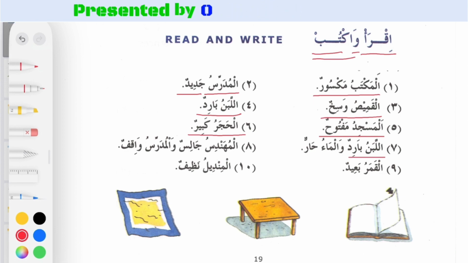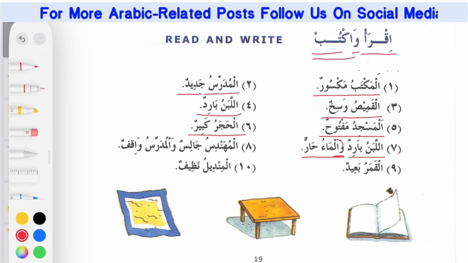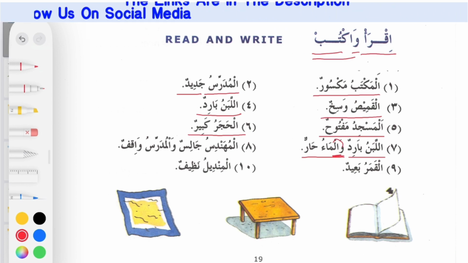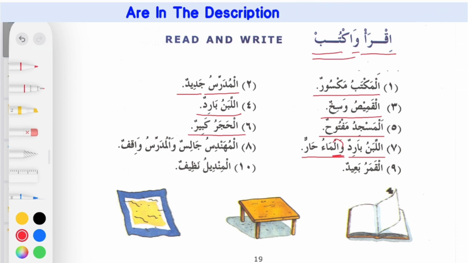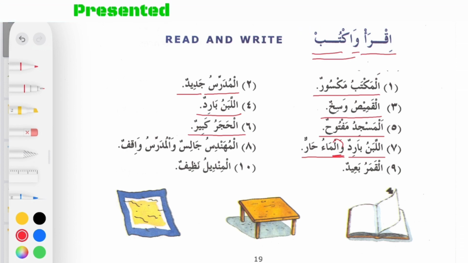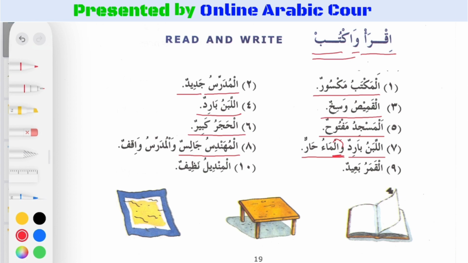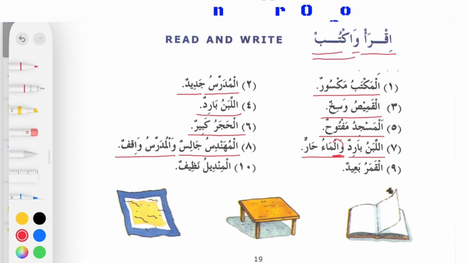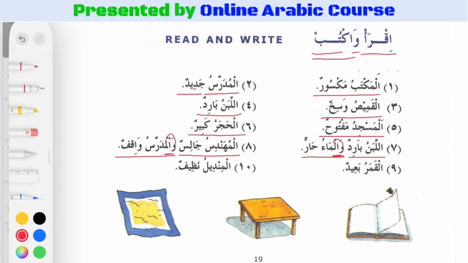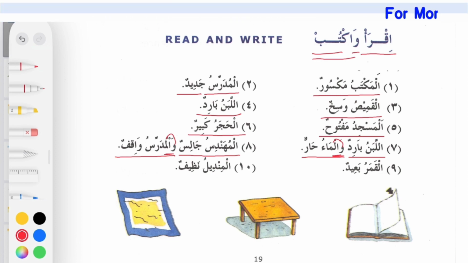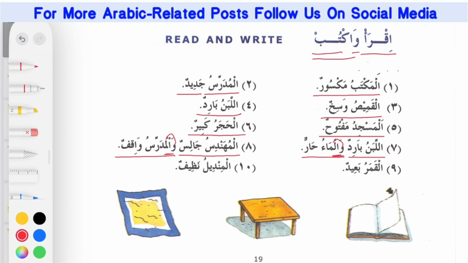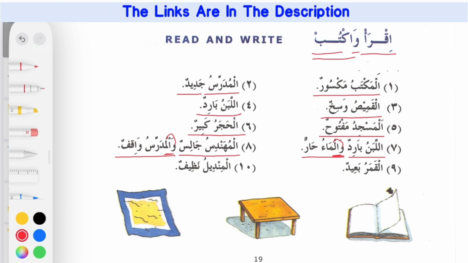Al-labanu baridun wal-ma'u harrun. Wal-ma'u, wow, and then lam. The milk is cold and the water is hot. Al-muhandisu jalisun wal-mudarrisu waqifun. Wal-mudarrisu, wow, with lam. Al-muhandisu jalisun. The engineer is sitting. Wal-mudarrisu waqifun. And the teacher is standing.